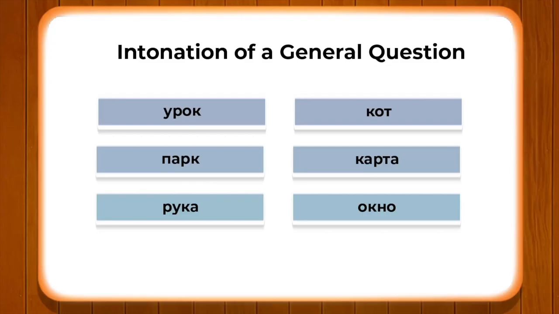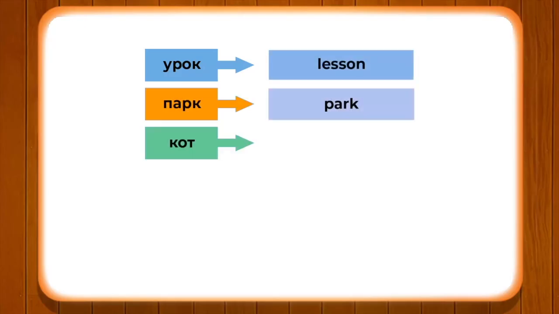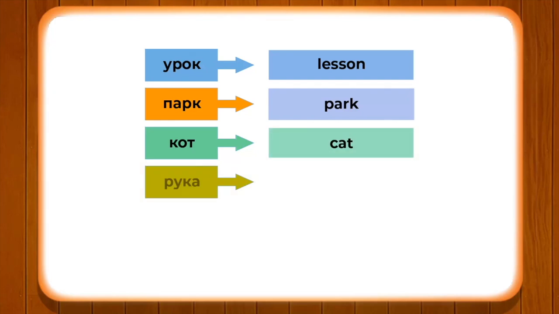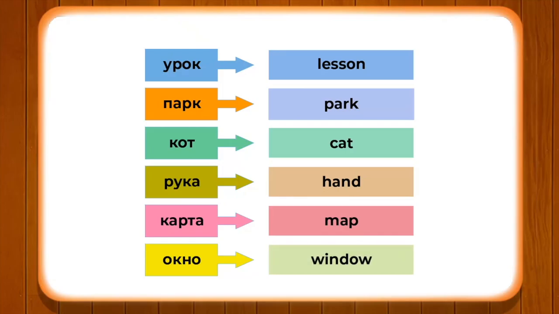So, I hope this is clear. Now, we will repeat these words once again. Urok means lesson, park means park, kot means cat, and basically Kot means tomcat, and Ruka means hand, Karta means map, and Okno, which means window.